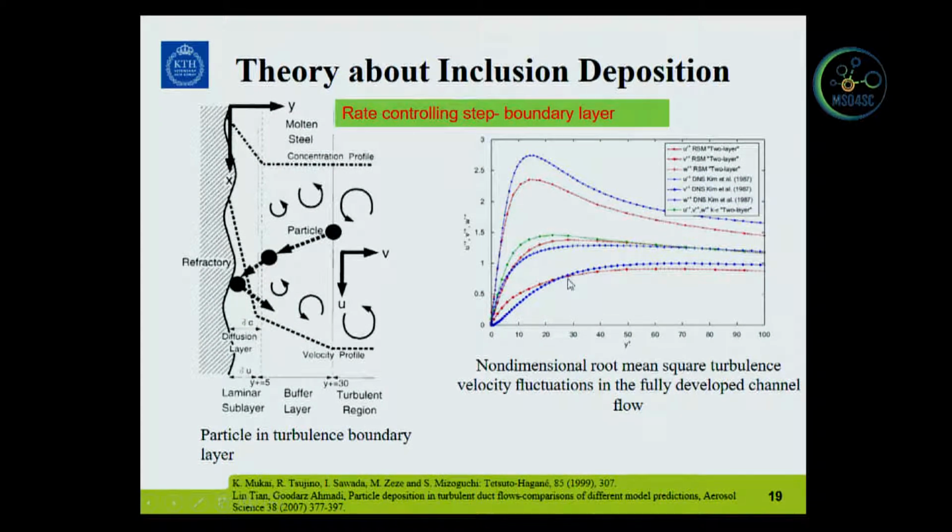This picture shows the DNS simulation. We can see it is the blue line. The red line is the RSM simulation. And the green line is the K-epsilon. So we can see that the K-epsilon model cannot capture the turbulent fluctuation in the boundary layer. So if you use the K-epsilon model, for sure it is difficult to describe this kind of transport. However, if we use DNS simulation, it needs quite a lot of computation time, or is even impossible for high Reynolds number.